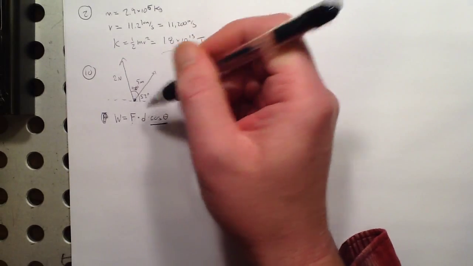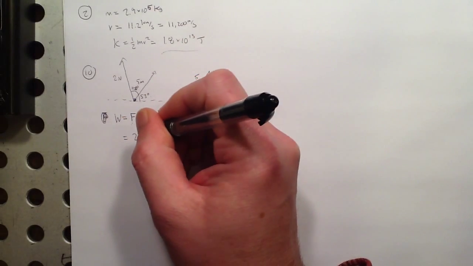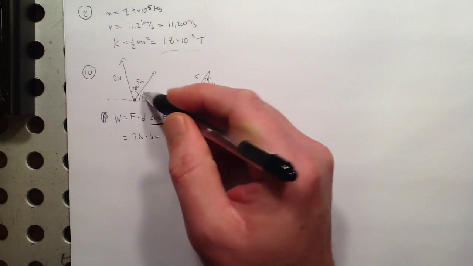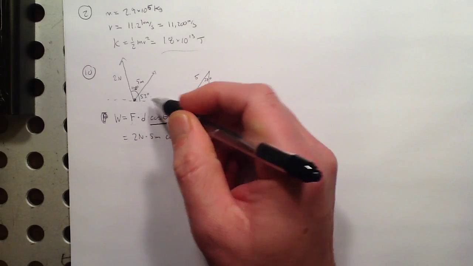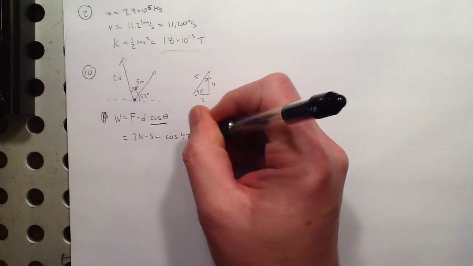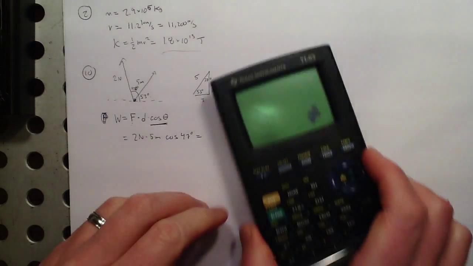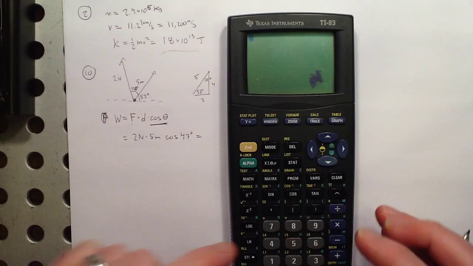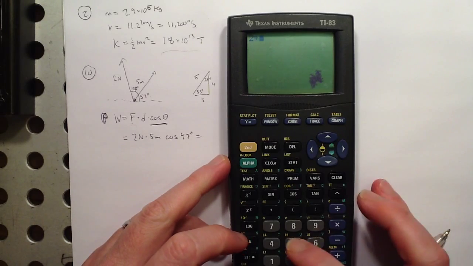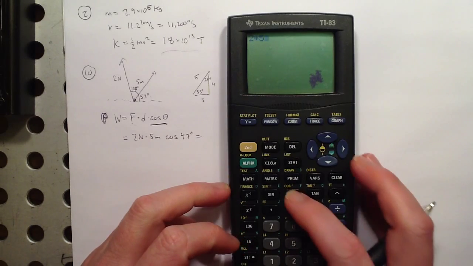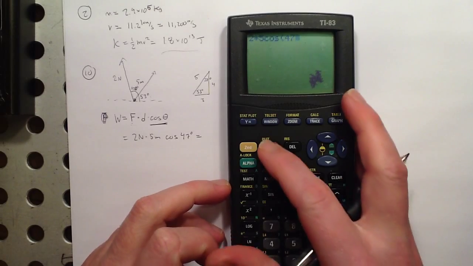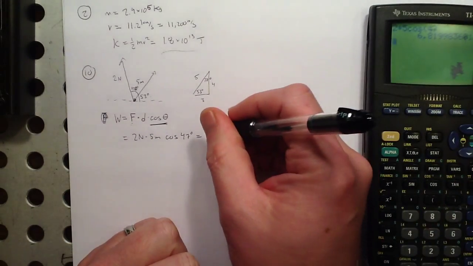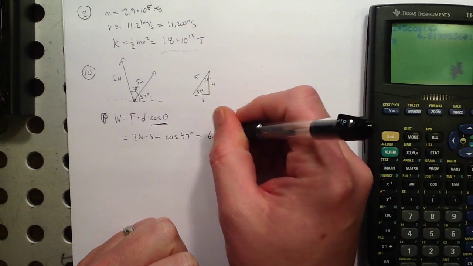If this is 53 and it's 100, then we have a force of 2 newtons, displacement of 5 meters, times the cosine of the angle between these two things, which is 47 degrees. So I guess this is a little different than anything that we did yesterday, but it's not hard. Times cosine of 47 degrees. Let me just make sure I'm in degree mode. I am. It's about 6.8 joules of work.